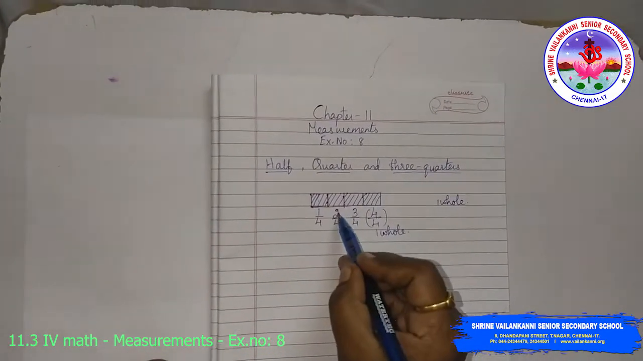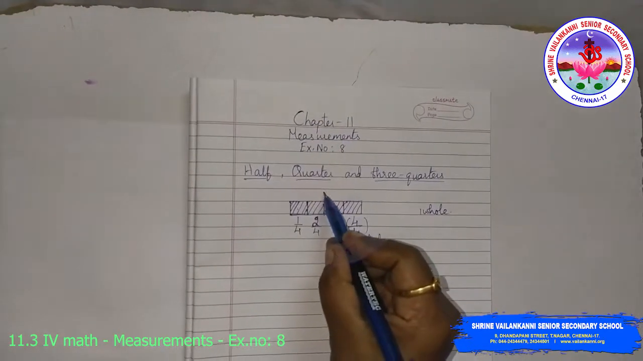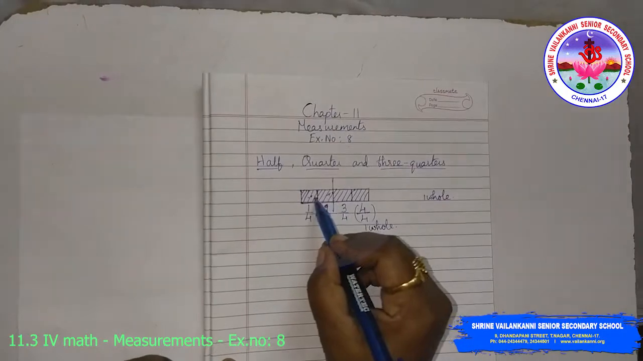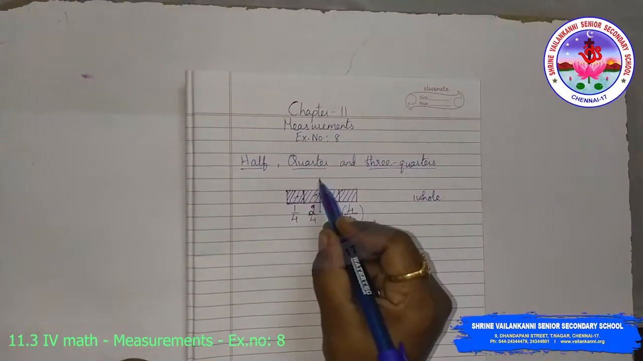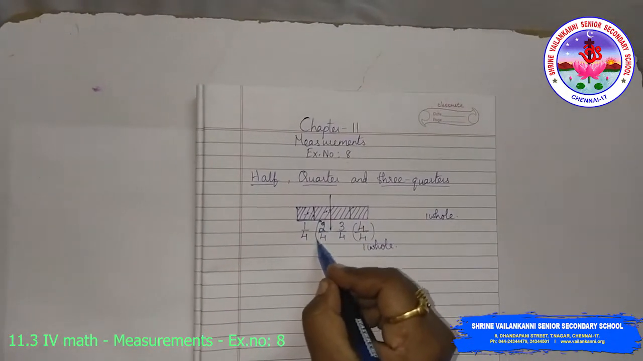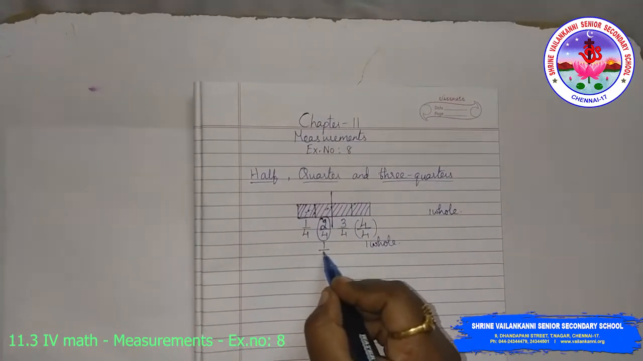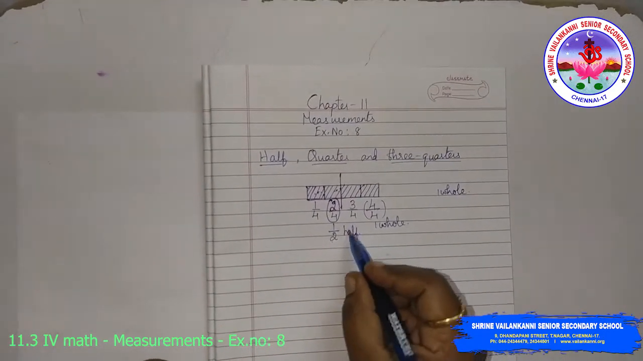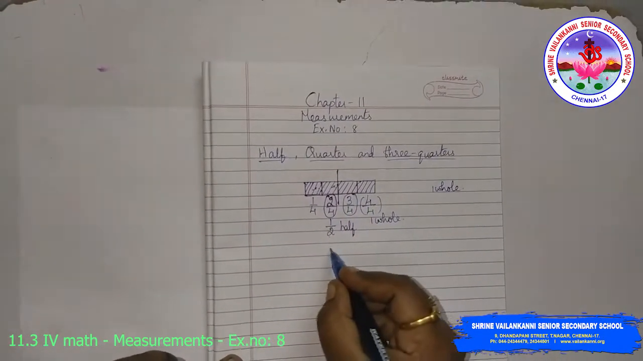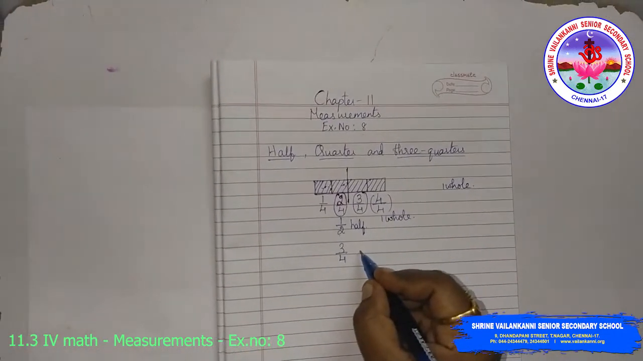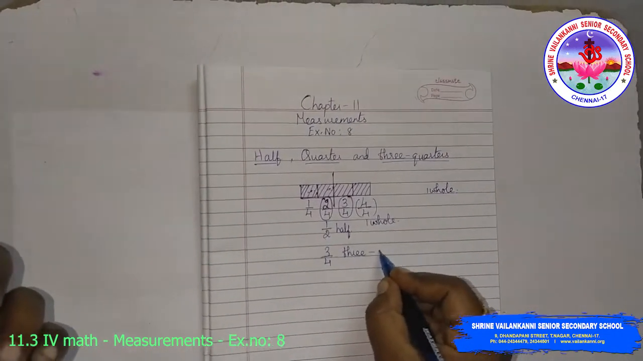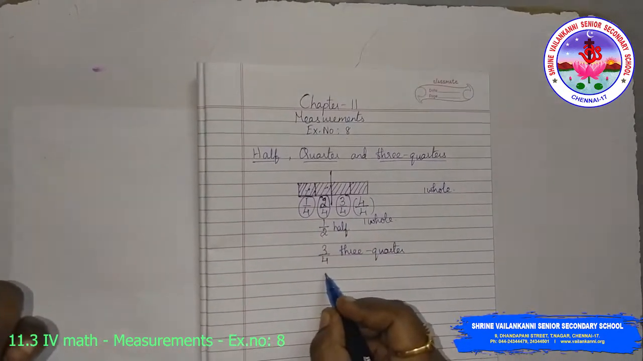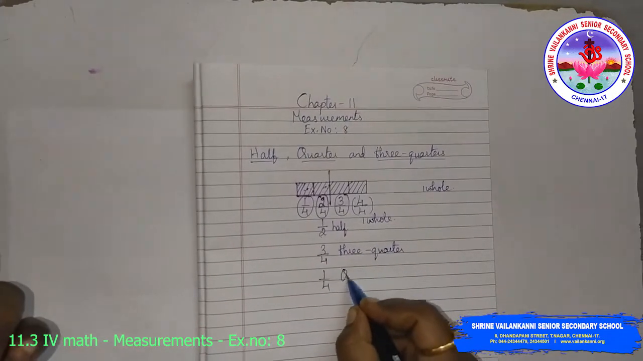So what happens with this 2/4? 2/4 means these 2 parts. If you see this 2/4, it is exactly half of 1 whole. So this 2/4 can also be told as 1/2, which is half. And this 3/4, you will say as 3/4. And this 1/4, you'll call it a quarter.